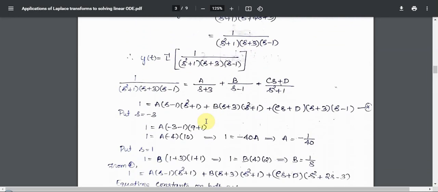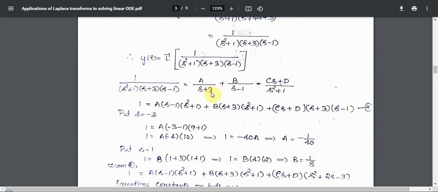Again, to find L inverse, I have used the partial fractions method. Now there are 3 terms. Therefore, when there are linear terms, it is a by s plus 3 plus b by s minus 1. When there is a non-reducible quadratic factor, then the coefficient we put on the numerator is cs plus d. Okay, therefore, because it is a non-reducible quadratic factor.